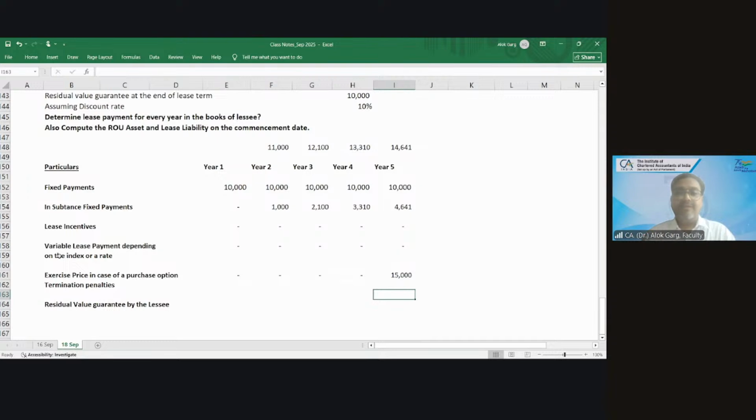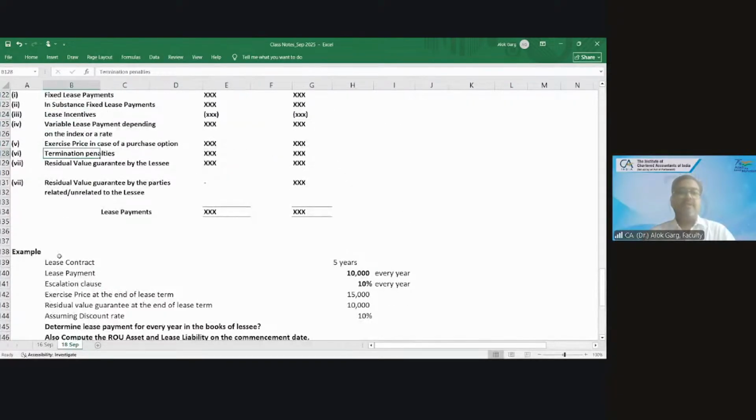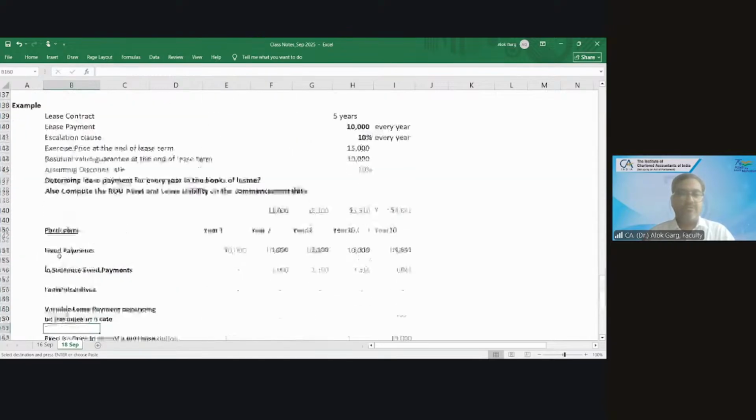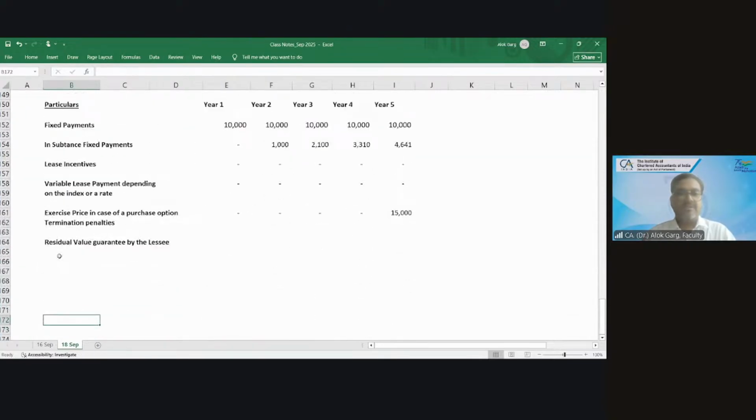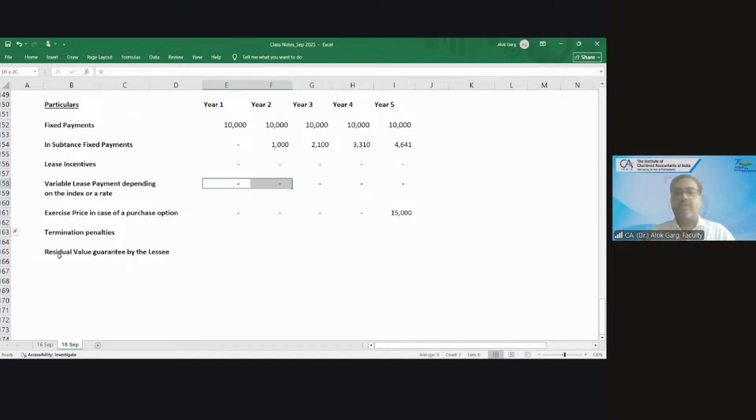Correct? There is a residual value guarantee also. What is the residual value guarantee? 10,000. There is a termination penalty also? Is there any termination penalty? No, sir. Not given in the question. Residual value guarantee is also given in the question, 10,000. So what is my annual lease payment?